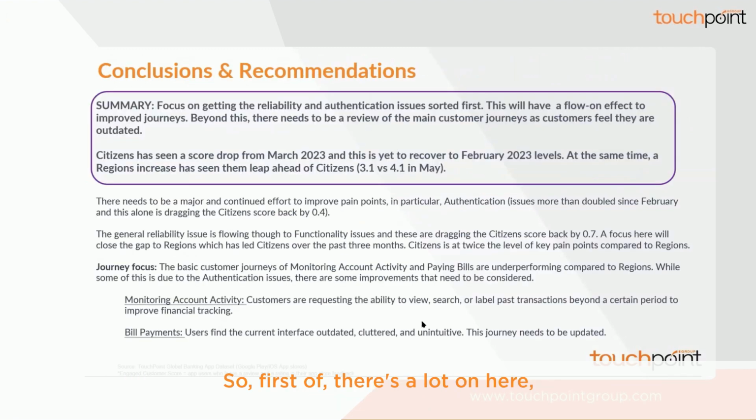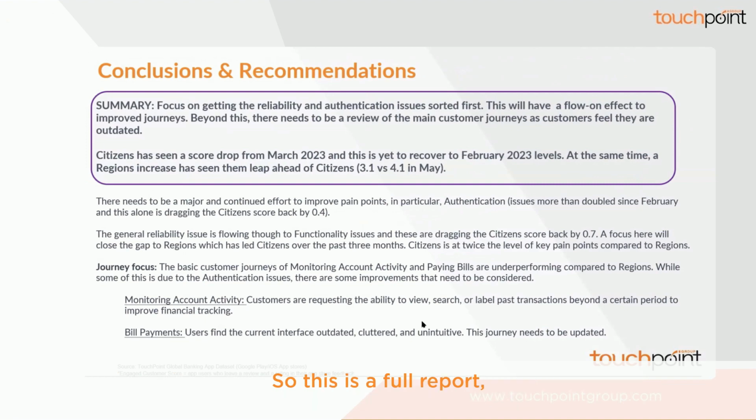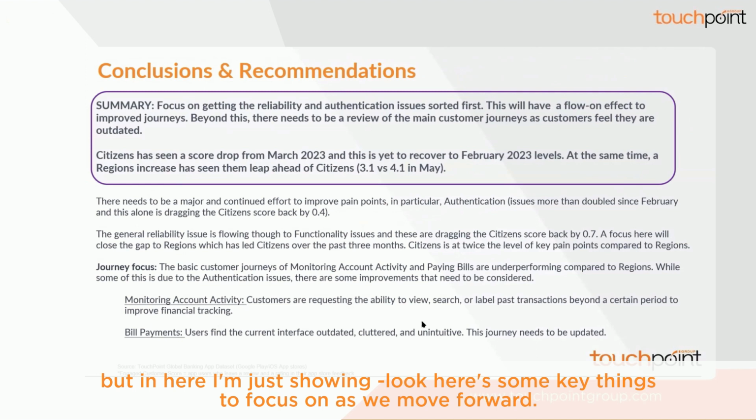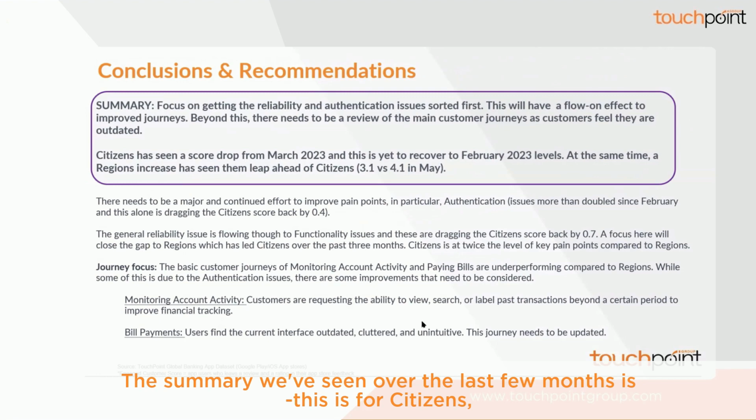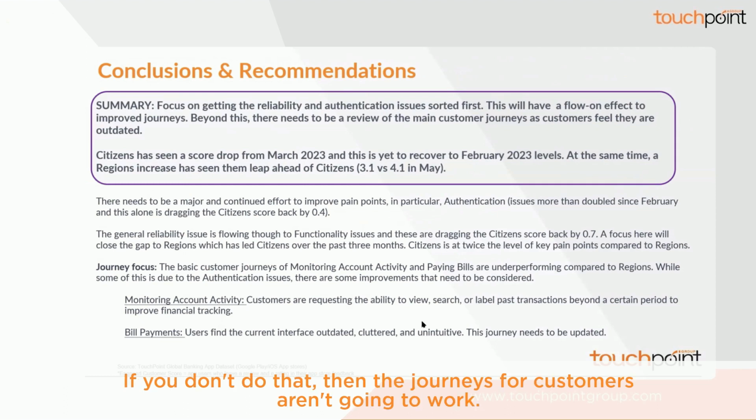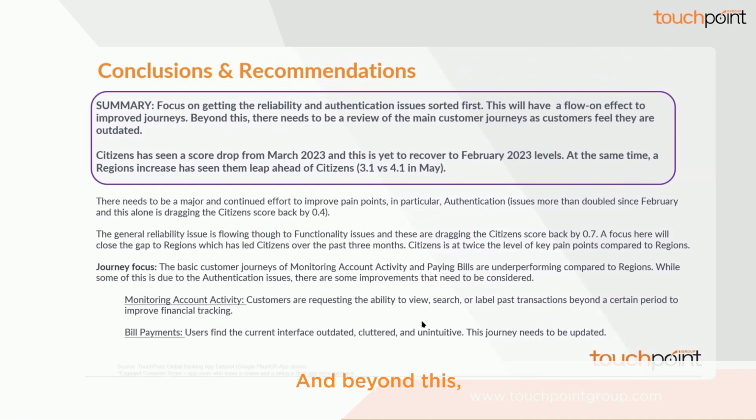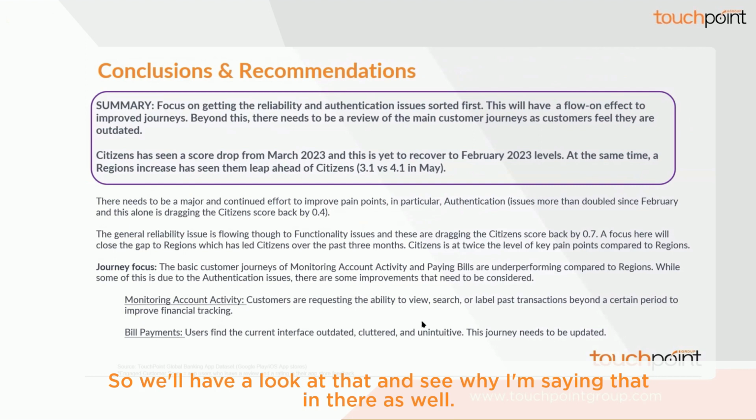First of all, there's a lot on here, but focus on the purple box. This is a full report, but in here I'm just showing some key things to focus on as we move forward. The summary we've seen over the last few months for Citizens is a focus on getting the reliability and authentication issues sorted first. If you don't do that, then the journeys for customers aren't going to work. It has a flow-on effect to improve journeys, as we'll see in a moment. Beyond this, there's also a need for a review of the main customer journeys as customers feel they're outdated. We'll have a look at that and see why I'm saying that as well.